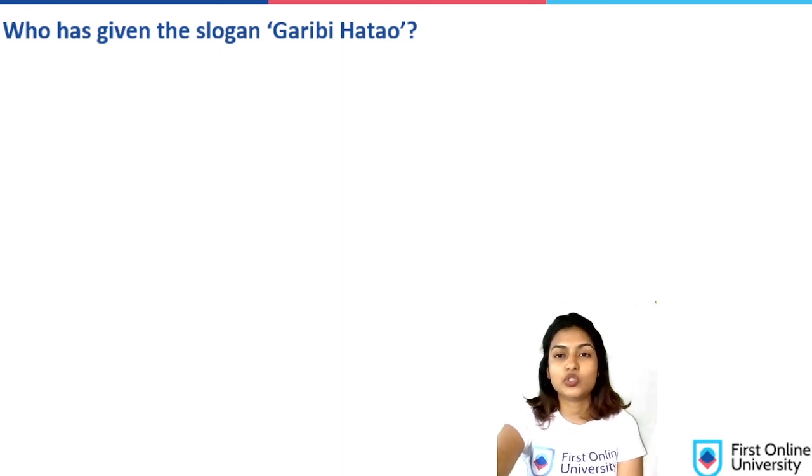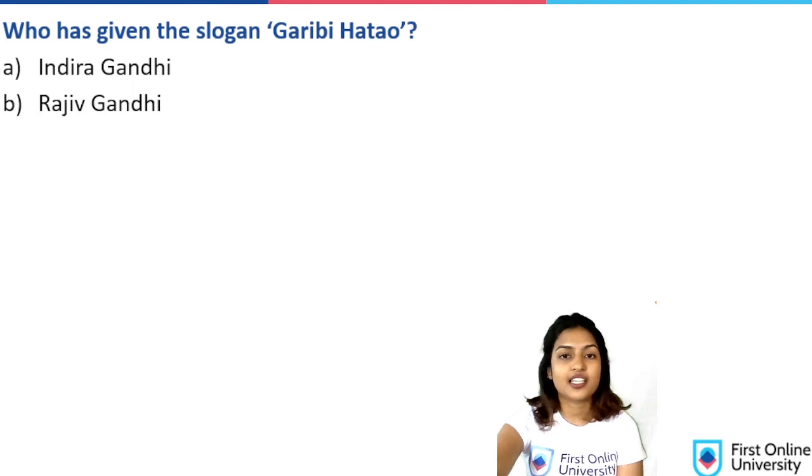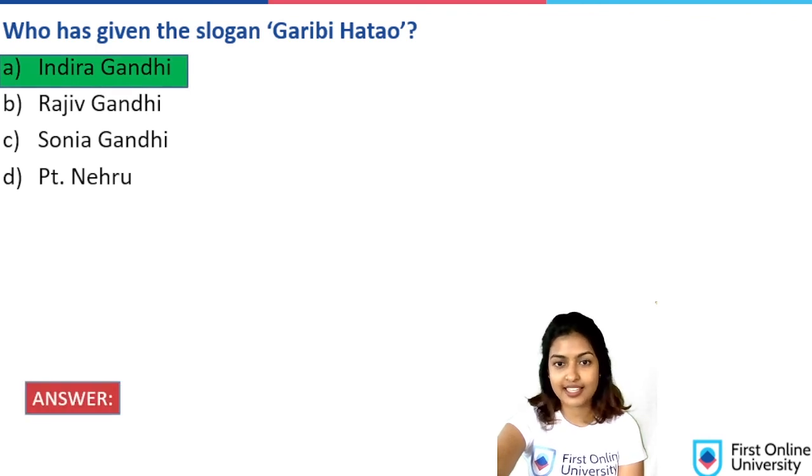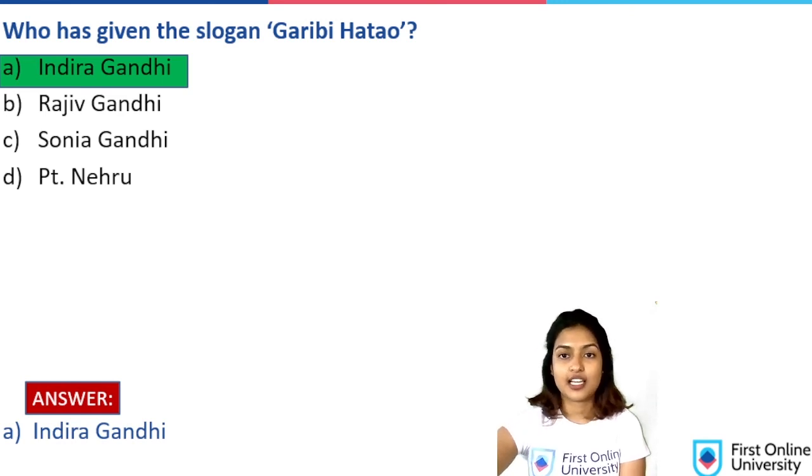Who has given the slogan Garibi Hatao? A. Indira Gandhi, B. Rajiv Gandhi, C. Sonia Gandhi, D. Pandit Nehru. The answer is A. Indira Gandhi. So Garibi Hatao is also an Indianized name for removal of poverty.